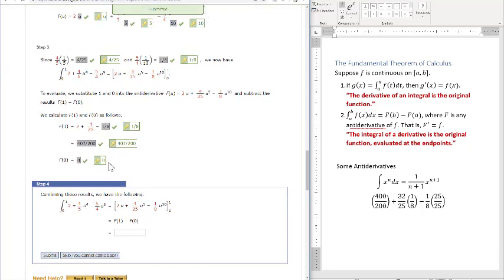All right, now we combine these results. We're essentially subtracting 407 divided by 200 minus 0. So that's 407 divided by 200. And then that should be it.